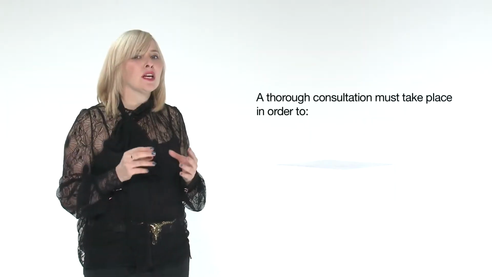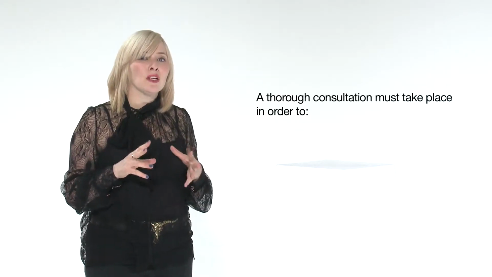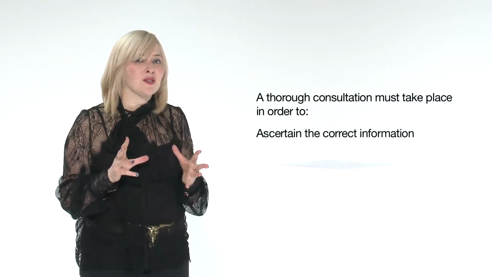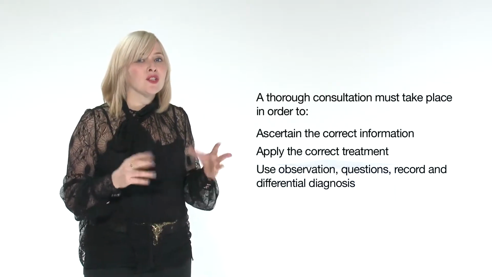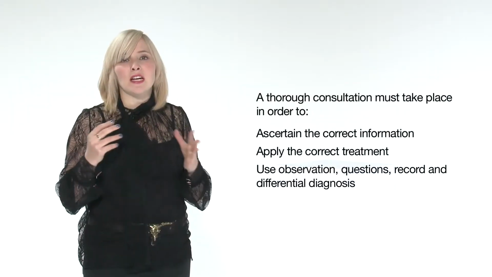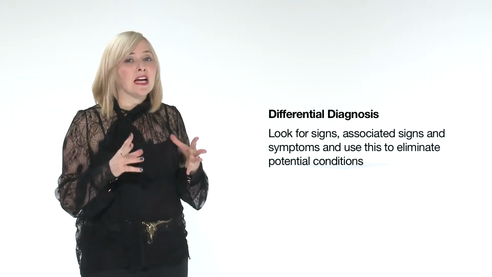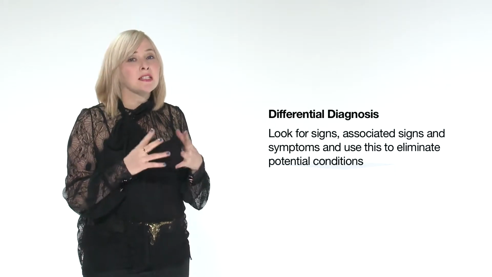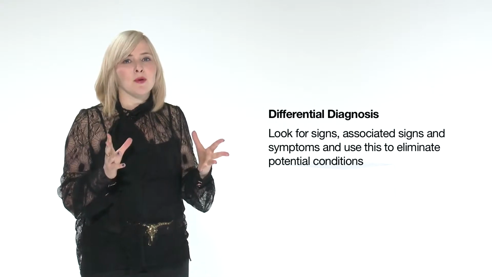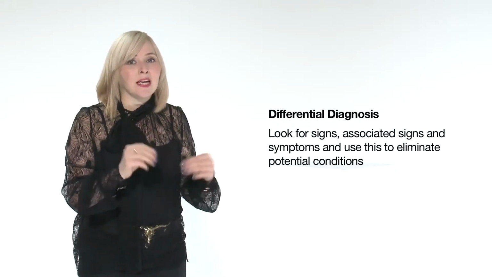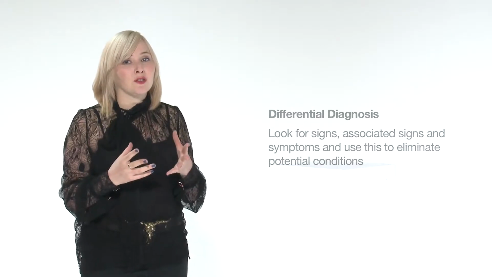A thorough consultation must take place in order to ascertain the correct information and to apply the correct treatment. Use observation, questions, record and differential diagnosis. This is where you look for signs, associated signs and symptoms and use this to eliminate potential conditions. For example, does it look scaly? If it does, it could be a number of conditions. Look to see if there are any other signs elsewhere on the body. Through a process of elimination, you can identify the condition.